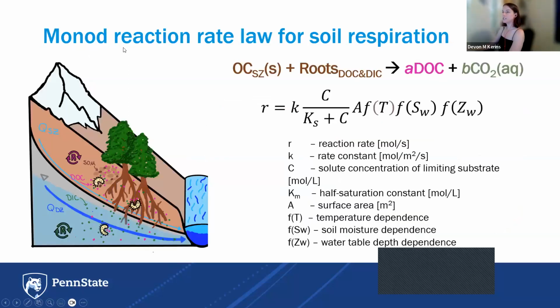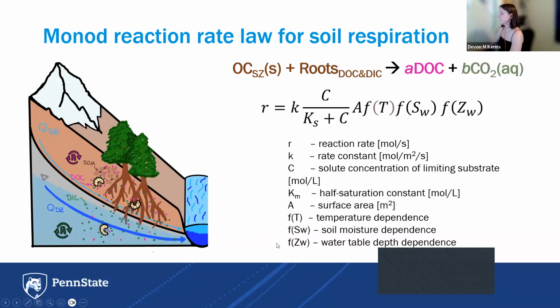And so the reaction rate law that we use to represent the shallow soil respiration within our model is the Monod reaction rate law. So really the reaction rate of microbial decomposition of organic matter. And so R represents the effective reaction rate of the production of dissolved organic and dissolved inorganic carbon in the system. K is the inherent rate constant associated with the reaction. C would be the solute concentration of a limiting substrate. Km is the half saturation constant associated with the Monod law. A is the surface area of the reactive mineral.